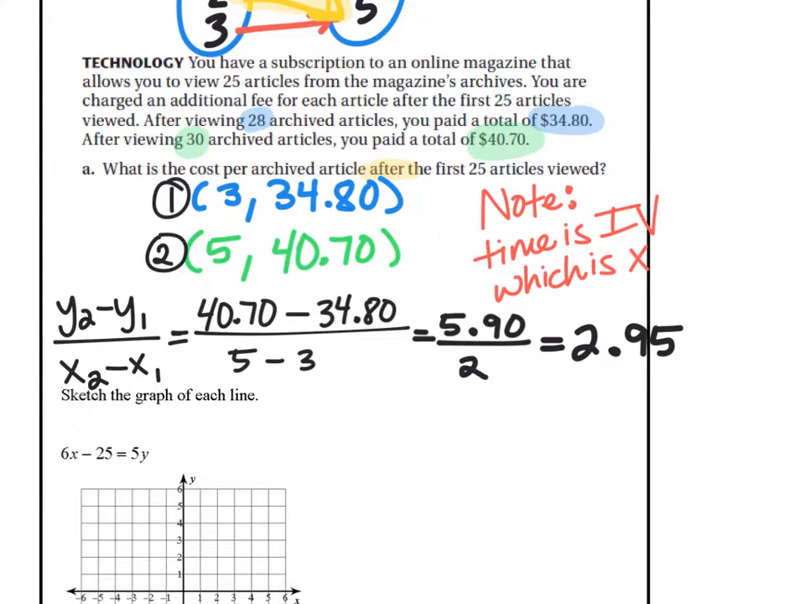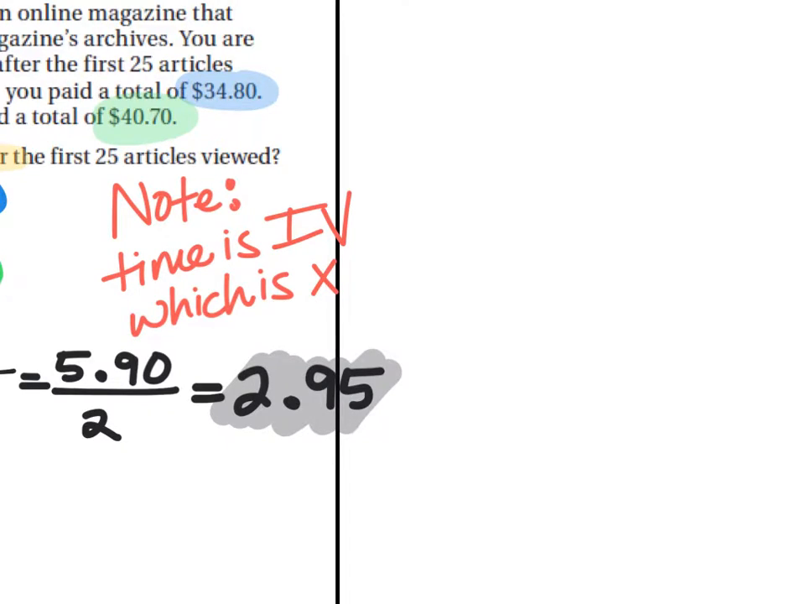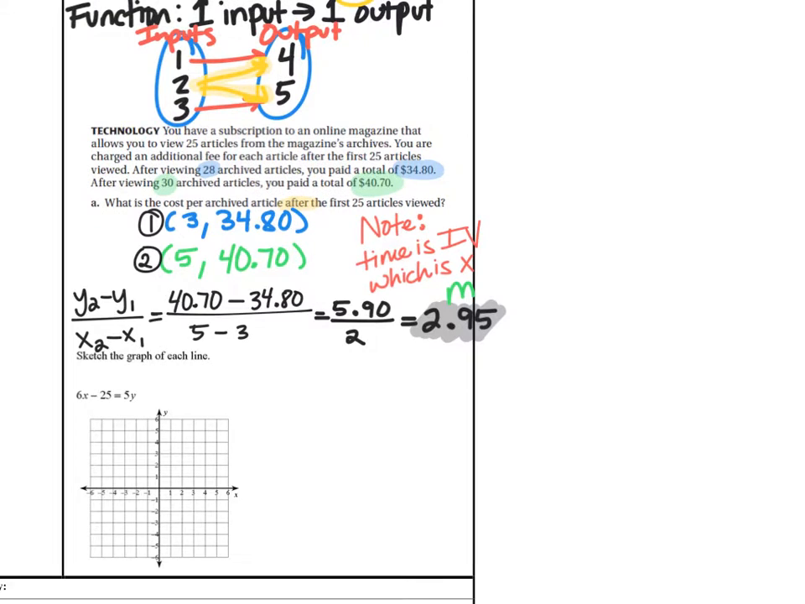Okay, I know it said what's the cost per archive article after the first 25 articles viewed. We just went ahead and found that. That's this number right here. It's $2.95. But I'm going to take this a step further and actually find the equation that goes with this. So this is my slope, which is my price per article. I'm going to write this equation in point slope form and then move it into slope intercept form. You could do this, you could put it in point slope form and then move it into slope intercept form. I'm going to put it in slope intercept form and then plug in a point to find b.